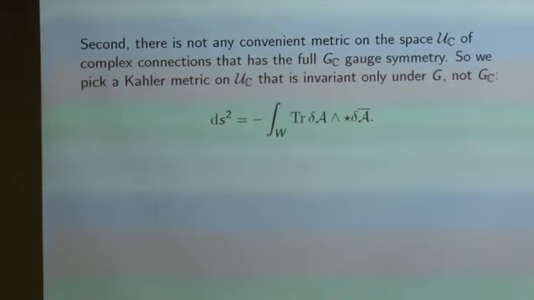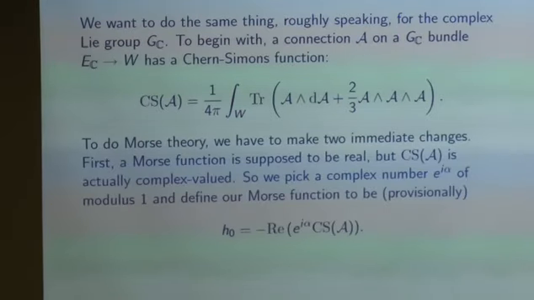Why do you choose the real part of this, and not simply choose the modulus? If you pick the real part, nice things are going to happen, and they wouldn't happen if we do something else. The question was, why not take the absolute value of Chern-Simons? You can try that, but I don't think you'll like it.